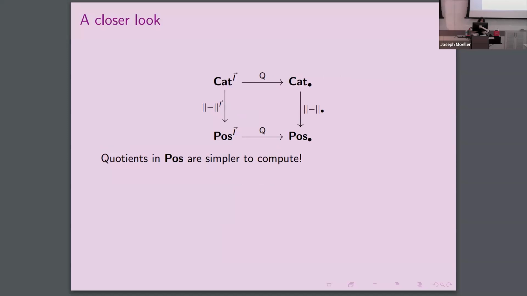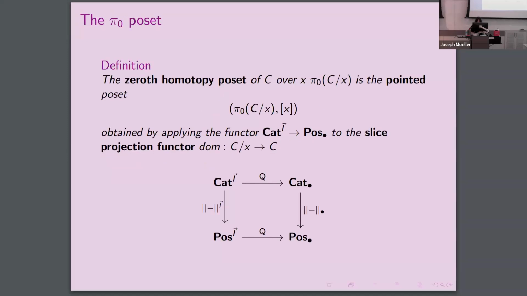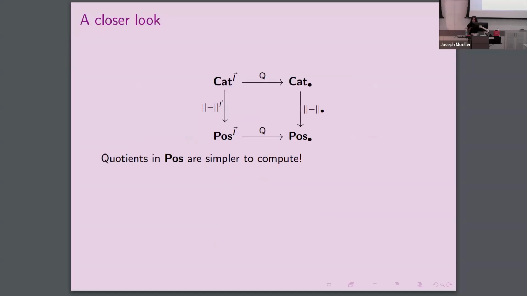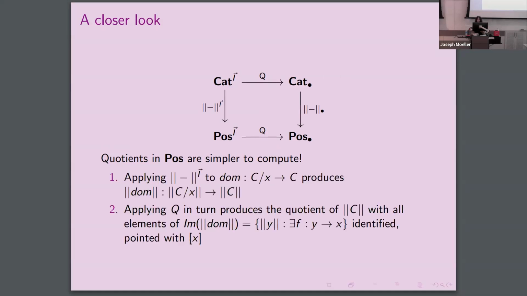Because the square is commutative, we can get this functor following either side of this commutative square. But because quotients in Pos are simpler to compute, we chose the left-hand side of the diagram. And so we apply the poset reflection to this functor, and we get an order-preserving map between posets. And then we apply Q, which produces the quotient of the poset reflection of C with all the elements of the image of the poset reflection of DOM identified to a point, which we call [x] in square brackets.